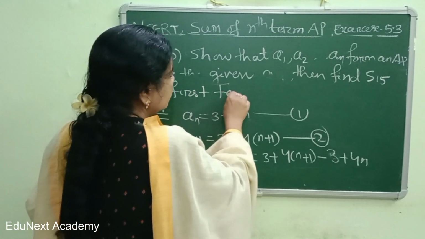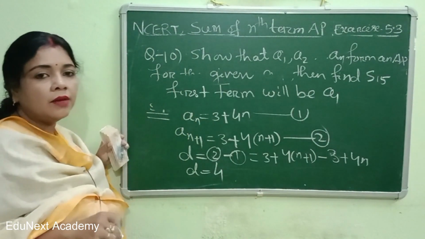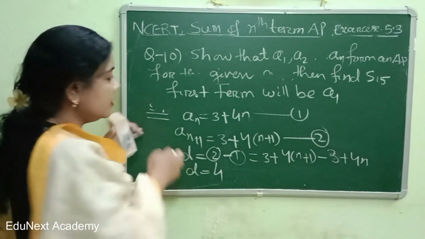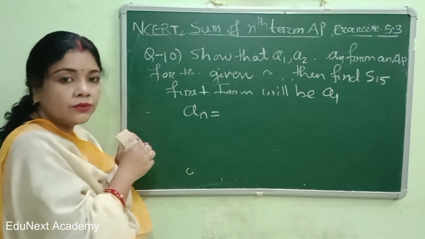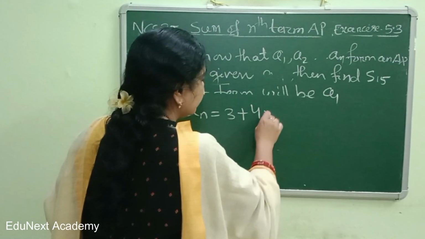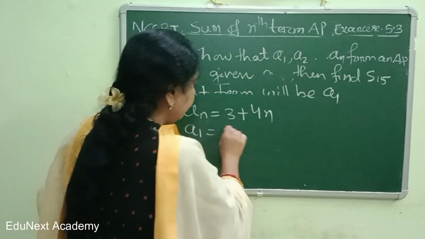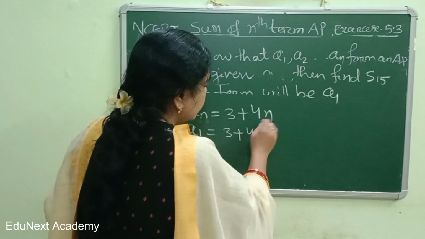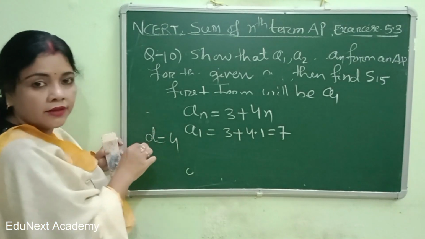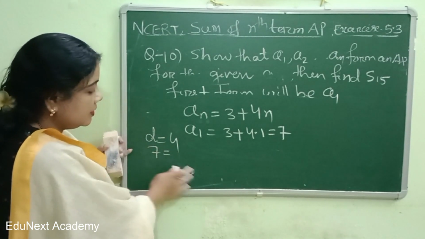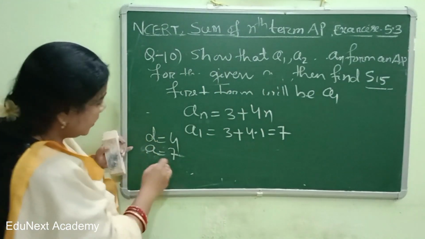The first term will be a1. That means in place of n we have to put 1. So it has been given that a n is equal to 3 plus 4n. Now a1, in place of n putting 1 for the first term, will be 3 plus 4 into 1, that is 7. So here d I got 4, first term I got 7, and I have to find out S n. So n is given as 15.